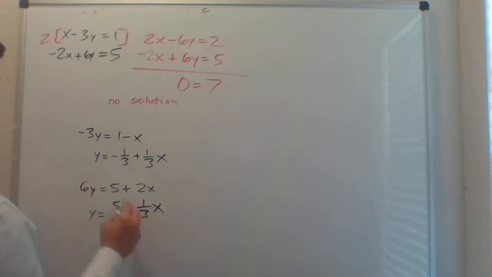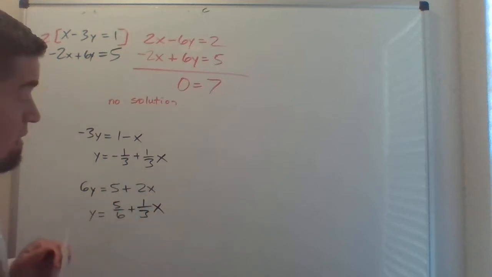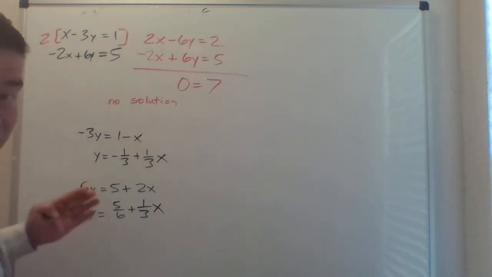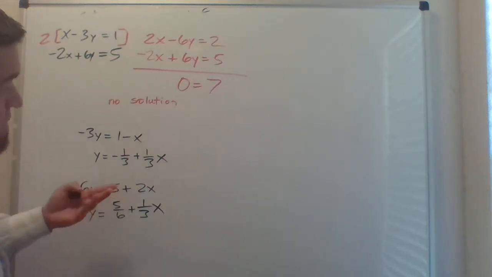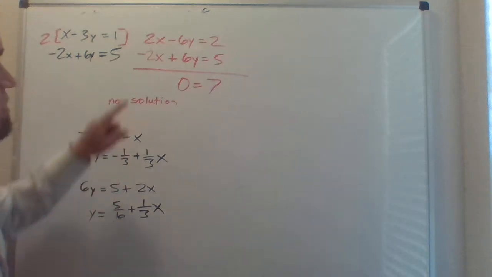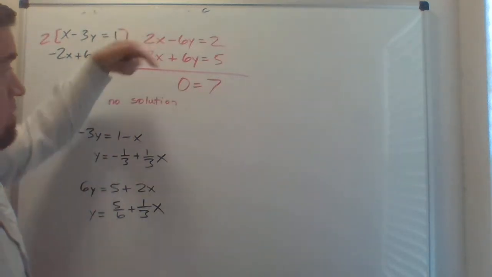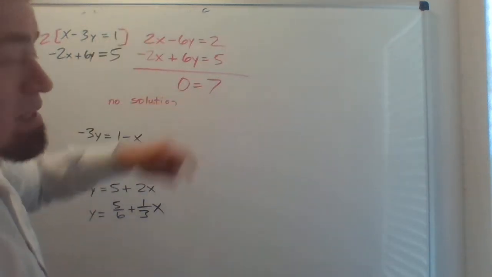And then what do you notice about these two equations? They have the same slope. And if they have the same slope, that means they're parallel. And if they're parallel, are they ever going to intersect? No. So that's why this has no solution. But you can tell that from whenever the variables cancel out and you get something that's not true.